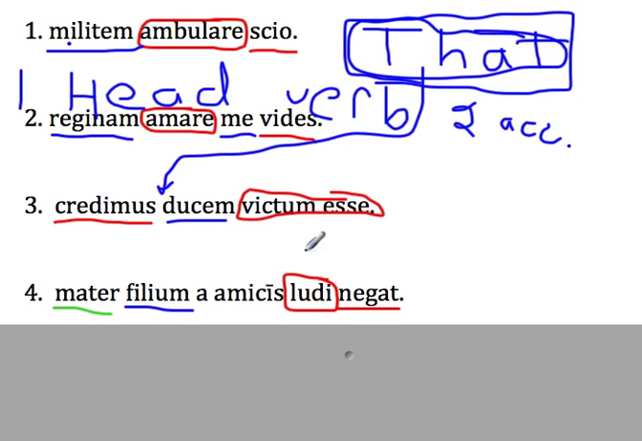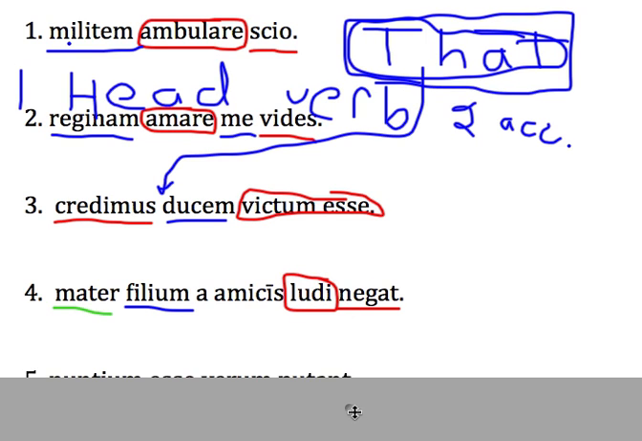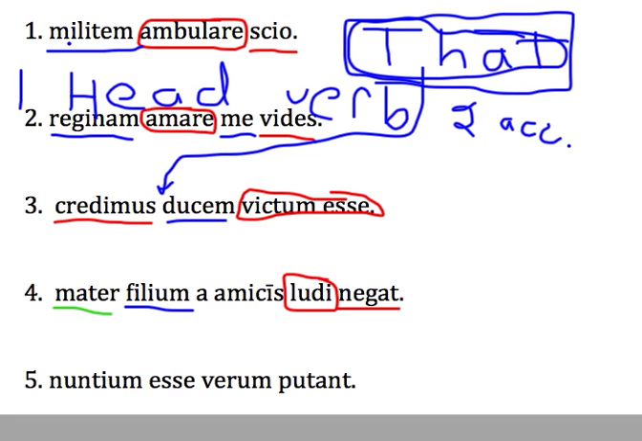So, the mother denies that the son, and then here's a present passive infinitive, but we're not going to translate it like an infinitive. The mother denies that the son is mocked by his friends. We have our nominative, then we have our head verb, accusative subject, infinitive verb. We insert the word that after the head verb. We translate the infinitive like a normal verb.